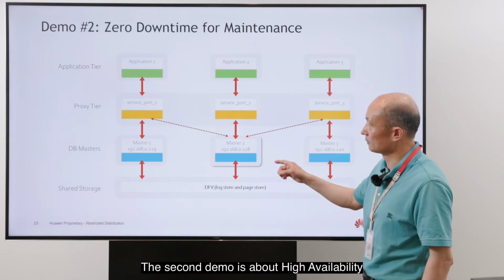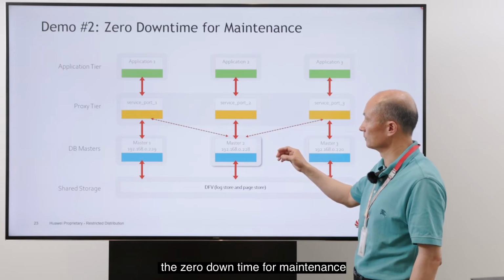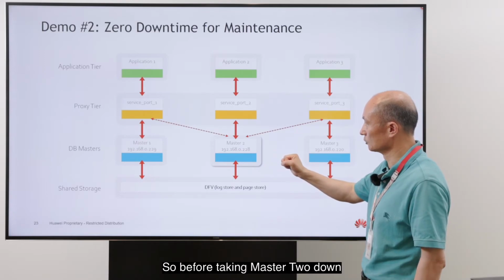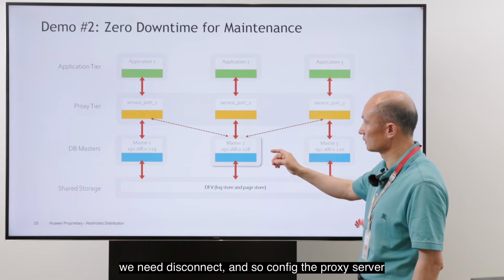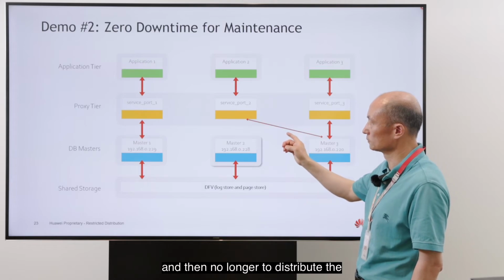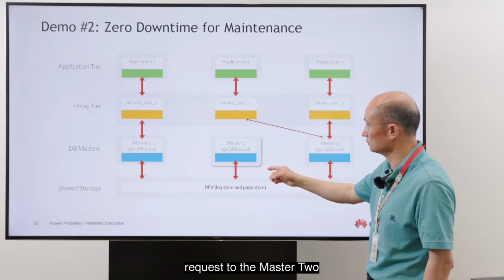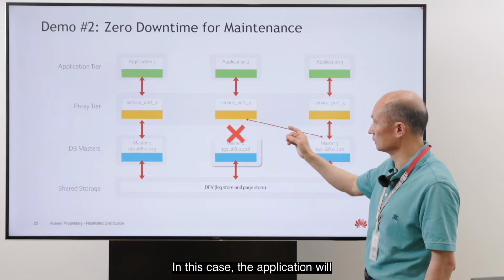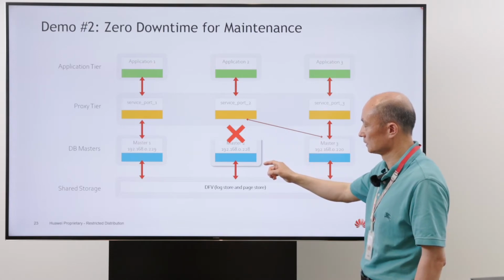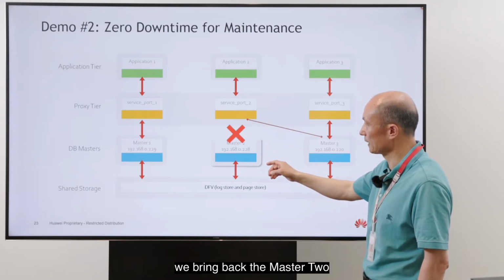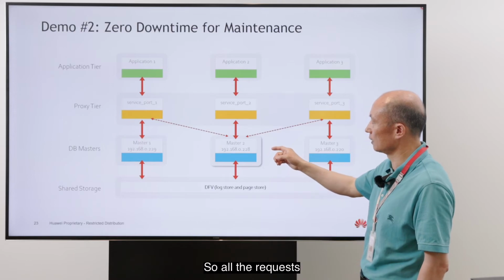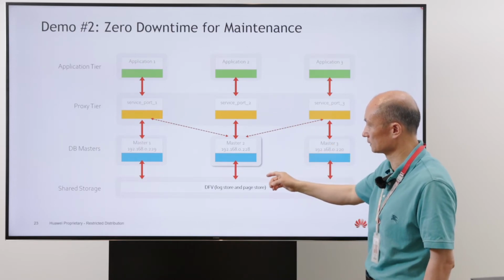The second demo is about high availability, the zero downtime for maintenance. In this case, master 2 will be taken down for maintenance. Before taking master 2 down, we need to disconnect it, so we configure the proxy server to no longer distribute requests to master 2. The application workload will be distributed to master 3, and then we will take master 2 down. After maintenance, we bring back master 2, and then reinstall the connections so that all the requests can be redistributed to master 2.